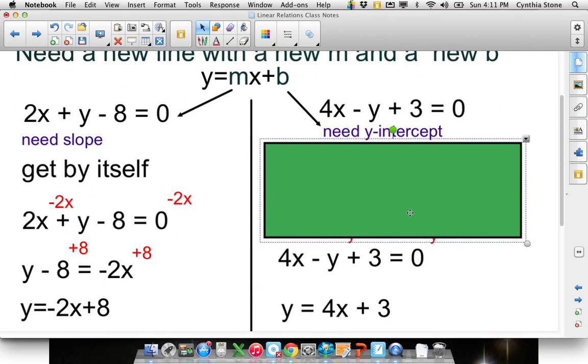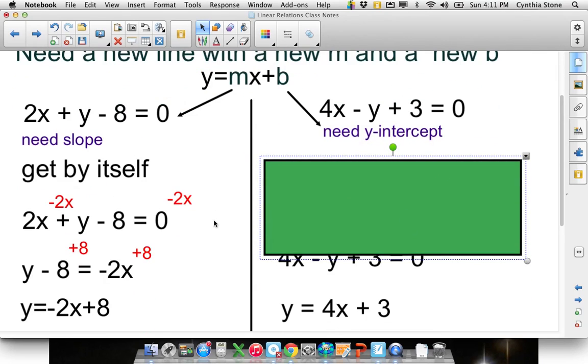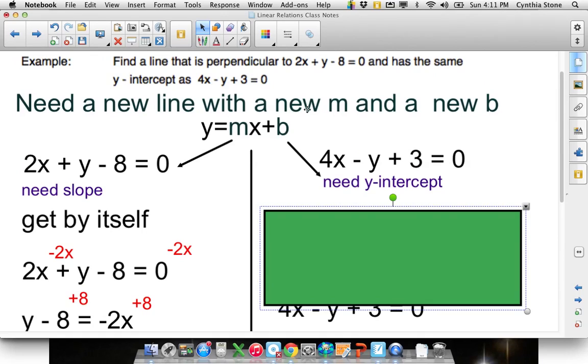Okay? So over on what this means is I need some new line, and it's going to have an m that's the same as this m, and a b that's the same as this b. So these are the two, here's this 2x plus y, that's this one here, and the y-intercept part's right here.